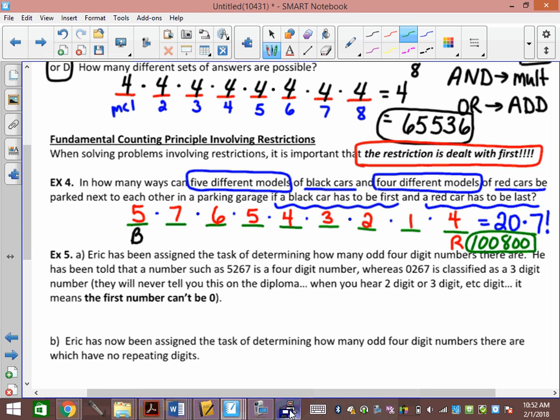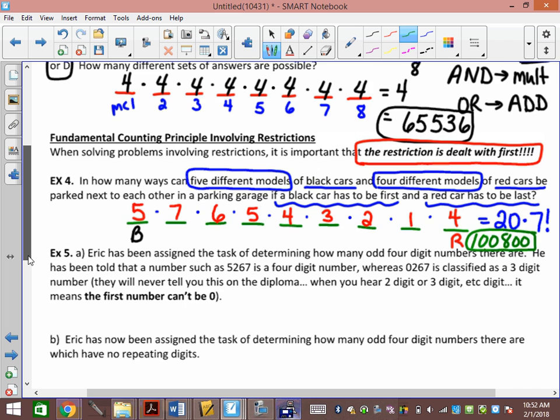All right? Could you have went 5 times 7 times 6 and done it that way? Absolutely, you would get the same answer. But sometimes they'll list the answer like this as one of the multiple choice options. Okay? Could you turn this into an answer and turn that into an answer and match them? Absolutely. Okay?